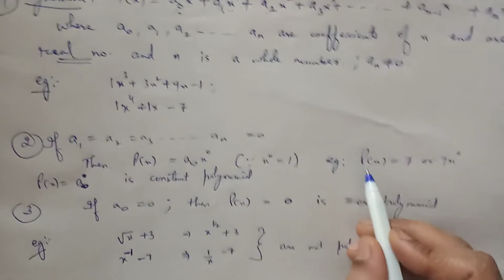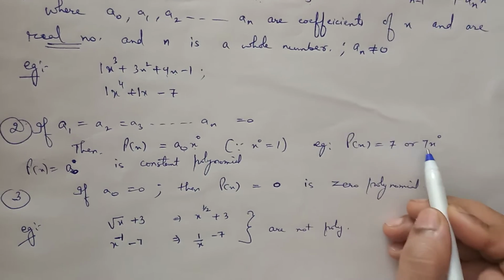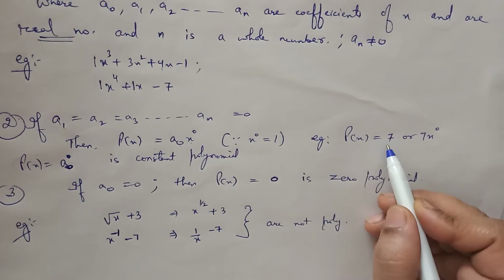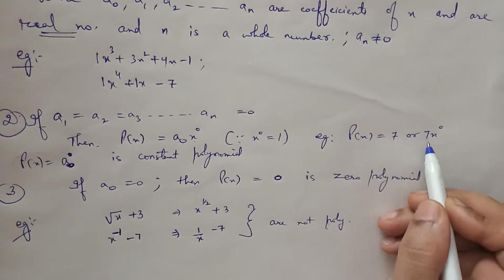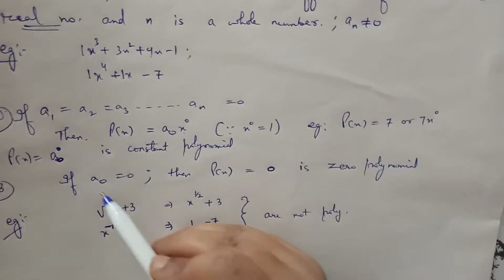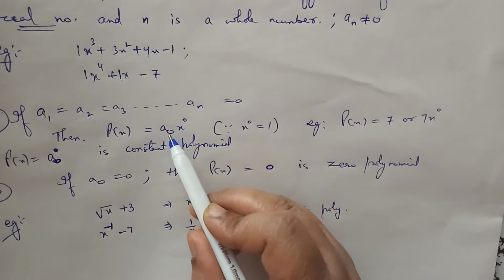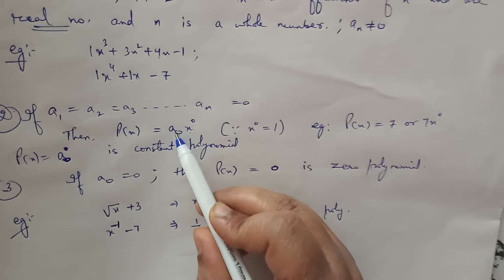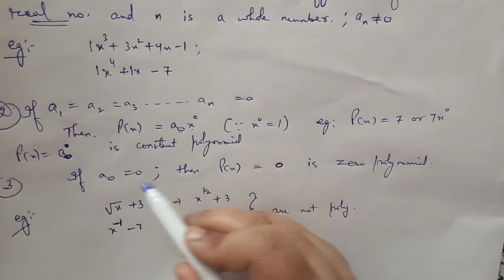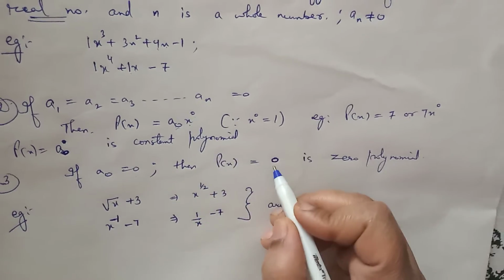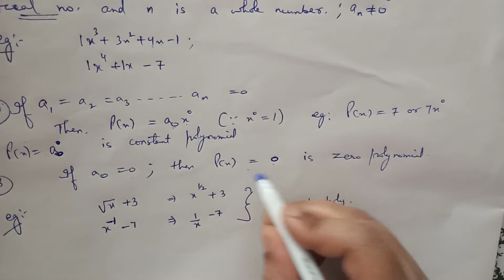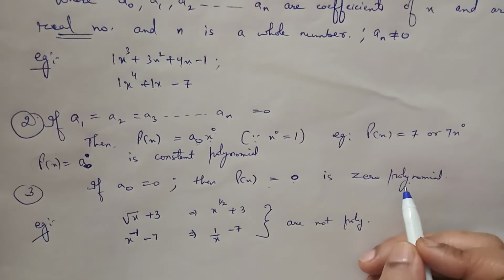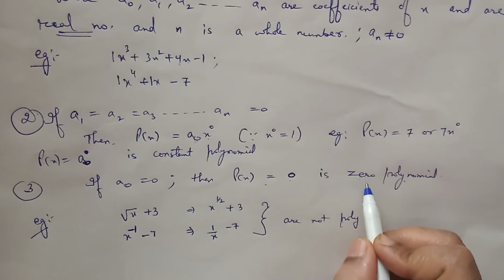Let us take an example. p(x) is equal to 7, or 7 into x power 0. This is also a polynomial, or we can simply write it as 7. So this is a polynomial, remember. And if this a0 is 0, that is, the coefficient of x^0 is 0, then p(x) will be 0 times x power 0. Then p(x) is 0 and we will call p(x) a zero polynomial. So these are the two types of polynomials, the constant polynomial and the zero polynomial.